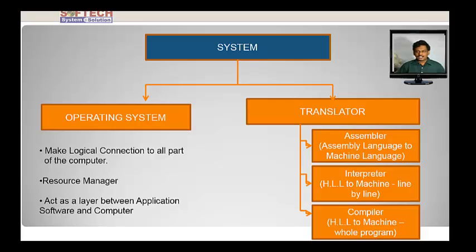Then it also acts as a layer between application software and the computer, because the computer does not directly understand the application software. The operating system knows about the hardware specification of the computer. Because the operating system is related to computer hardware devices, it is specifically designed for specific hardware.